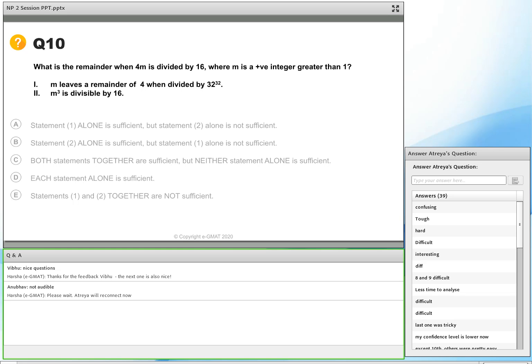And I think Atreya is back here. So let me welcome Atreya back. Over to you, Atreya. Thank you, Harsha. I am very sorry, guys, for that.